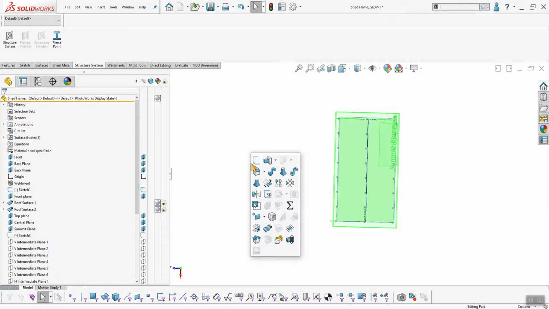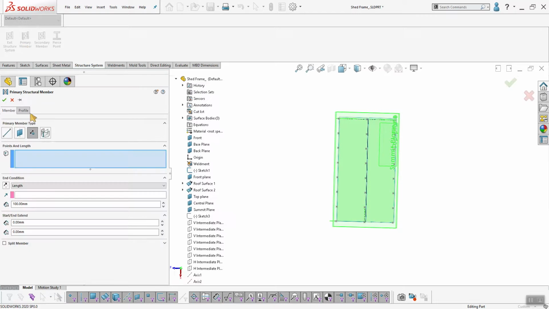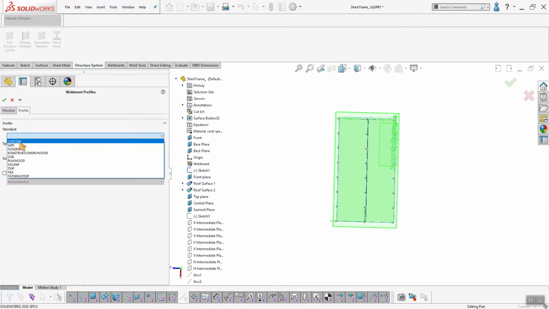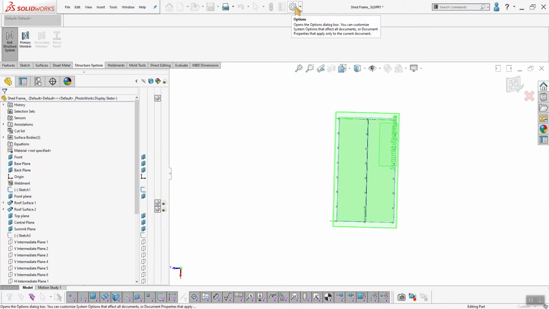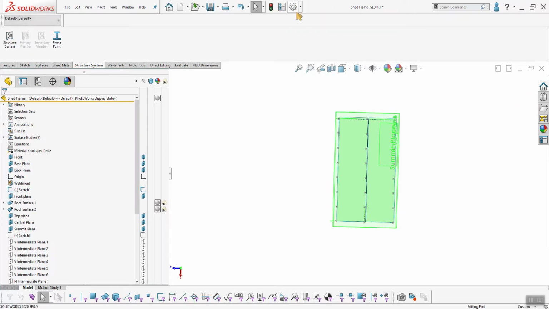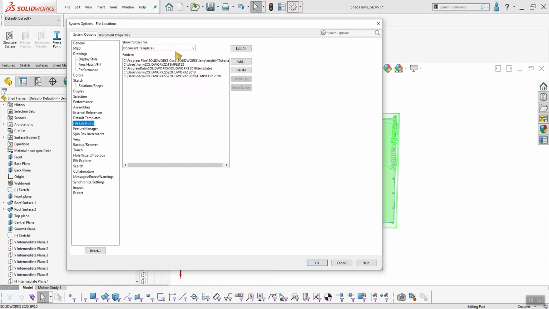But if you look back at the structure system, the profile that's working, oh, now they're gone for some reason. They won't show. Okay, so we will delete that again. They pop up. File locations.